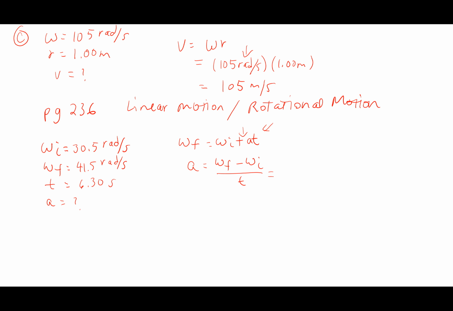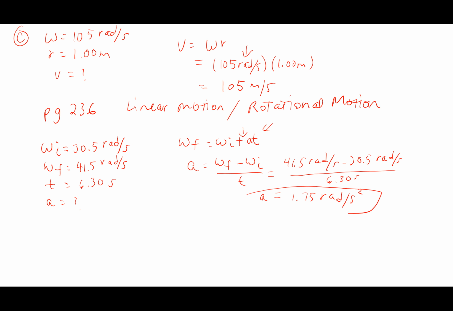So let's plug it in. That's going to be 41.5 rads per second minus 30.5 rads per second, divided by 6.30 seconds. You work all that out, you get 1.75 rads per second squared. Okay, and that's going to be alpha. So that's A.